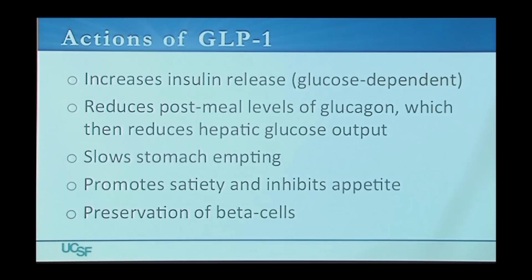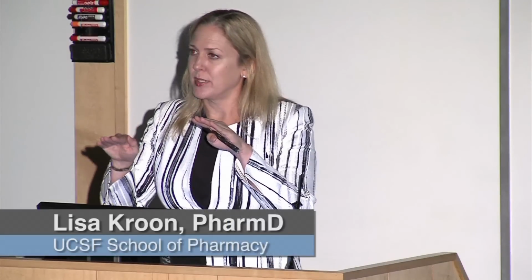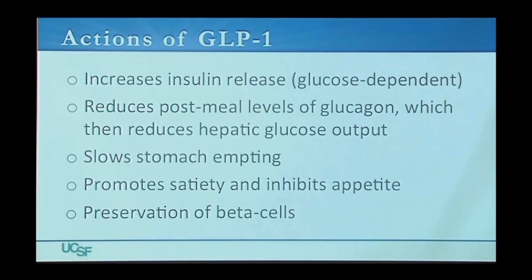GLP-1 also reduces another hormone that is released from our pancreas, from our alpha cells, called glucagon. Now, glucagon is sort of the complementary hormone to insulin. So if insulin causes the blood sugar to come down, glucagon makes it go up. So it's a delicate balance in our body. And after we eat, we're ingesting glucose. Our body doesn't need to make it, and so our glucagon should actually come down.